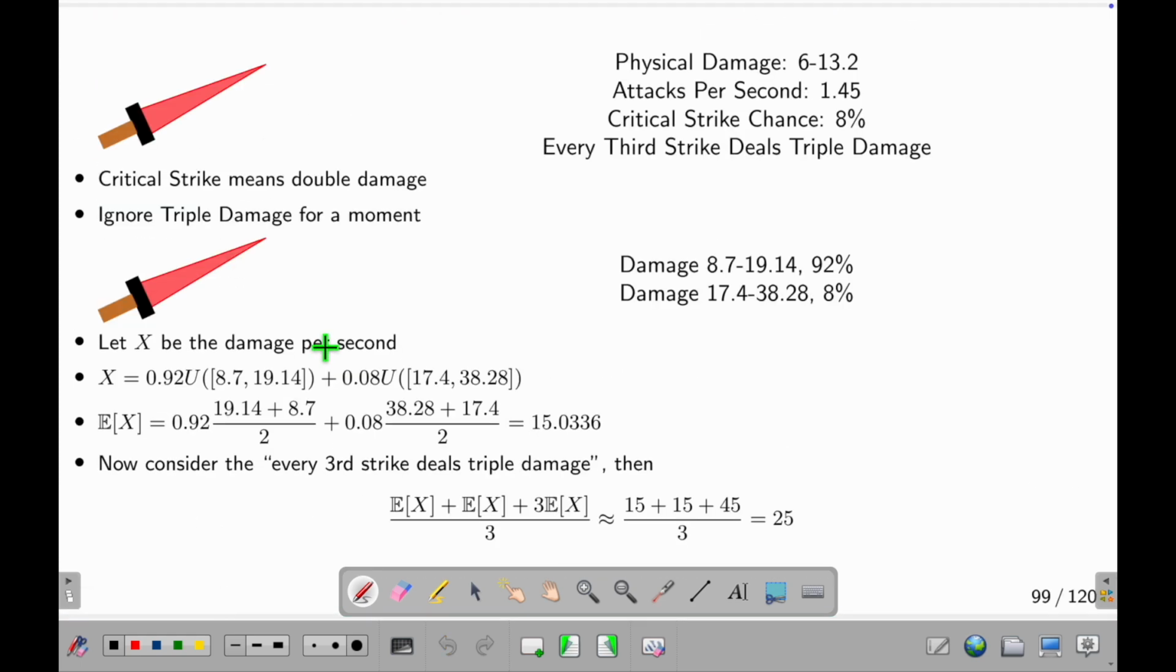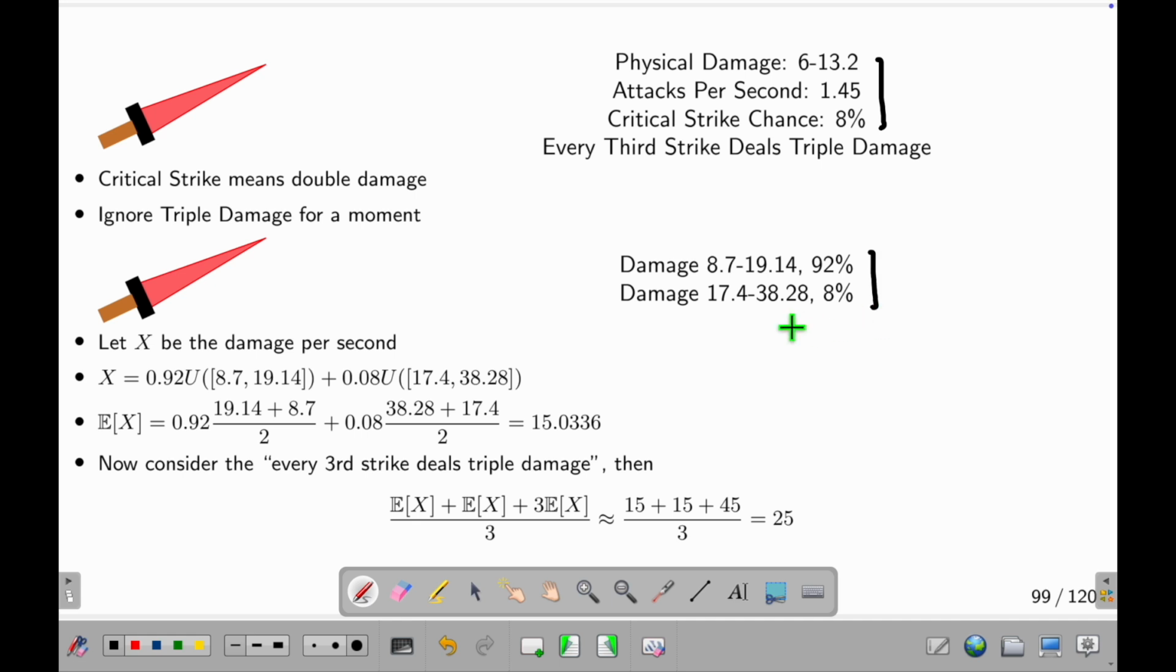Now let's go back to this weapon. This is a weapon with this physical damage and attacks per second. And this is a critical strike chance, and every critical strike deals triple damage. Let's ignore this triple damage for a moment. Let's say critical strike means double damage. Okay, then critical strike means double damage means what? Then you turn this thing into this thing.